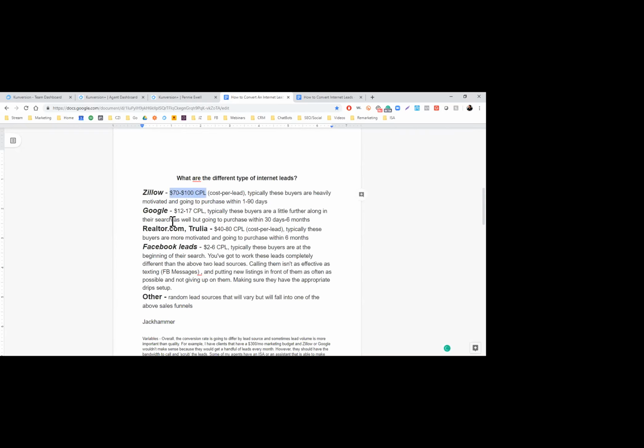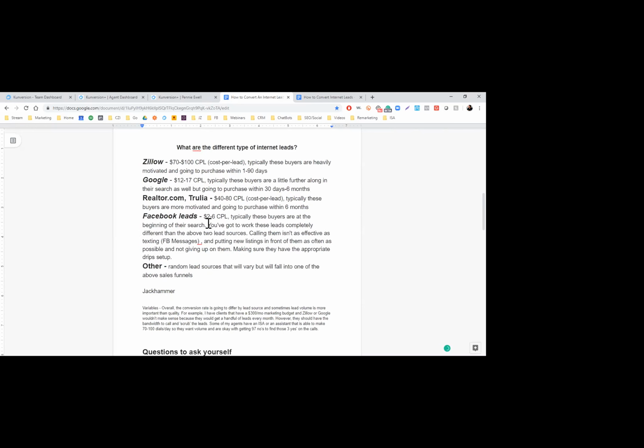With Google, typically $12 to $17 cost per lead. Typically these buyers are a little further along in their search and they're going to purchase within 30 days to 6 months. Then you've got your other bucket. I call them Realtor.com and Trulia. Typically these leads, they're definitely motivated as well, and they're going to purchase within 6 months. I have some agents that swear by Realtor.com and say, no, Chris, I actually agree, I think it's a lot sooner than that. And I have some agents that say, well, yeah, kind of, it's a little bit different.